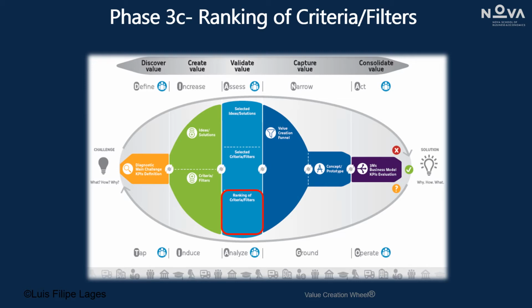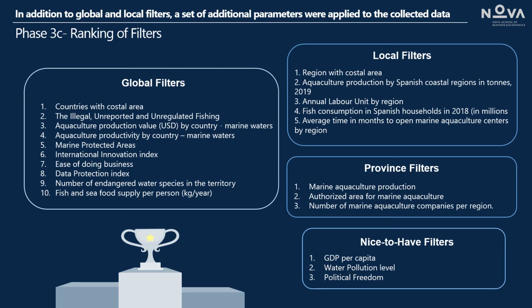We have reached phase 3C, in which we rank the filters. In this slide, there is a summary of all the filters that were adopted to be applied to the data that was collected from different reliable sources and allowed us to obtain the final location that is the most appropriate for DA2 given its offer and the province's specificities.